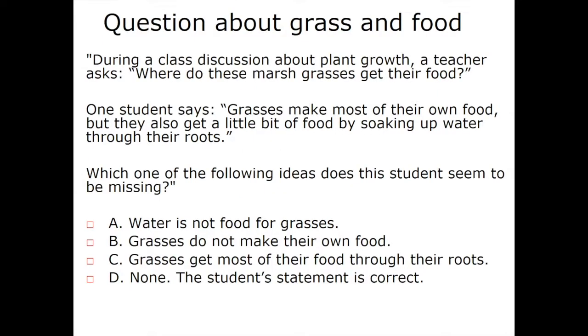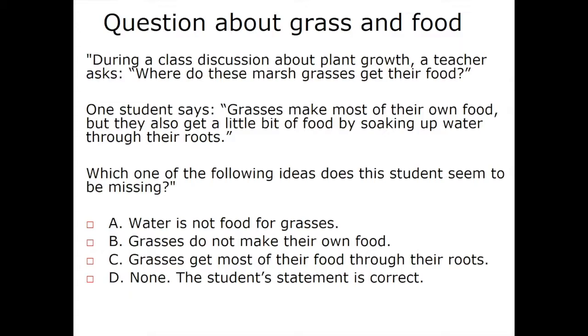So students are sometimes also confused about grass and food. So let's say that during a class discussion about plant growth, a teacher asks, where do these marsh plants get their food? One student says, grasses make most of their own food, but they also get a little bit of food by soaking up water through their roots. Okay. Which one of the following ideas does the student seem to be missing?